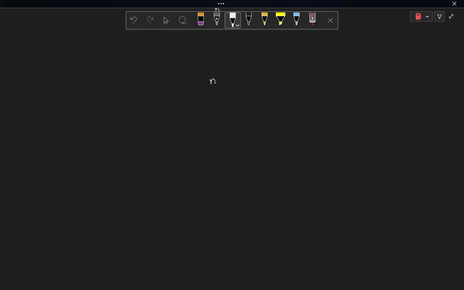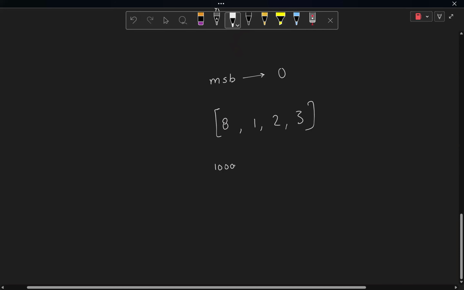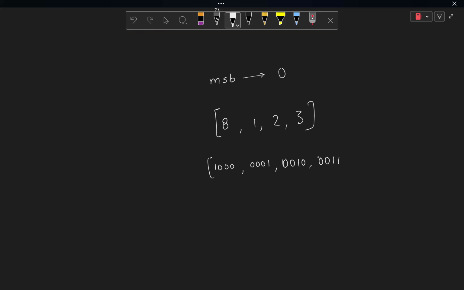So what I can do is ask: what is the most significant bit of all the numbers? Can I make it equal to 0? If I have numbers like 8, 1, 2, 3, let's first see the numbers in binary form. The numbers are 1000, 0001, 0010 and 0011. So these are the numbers. I should focus on getting rid of this most significant bit.